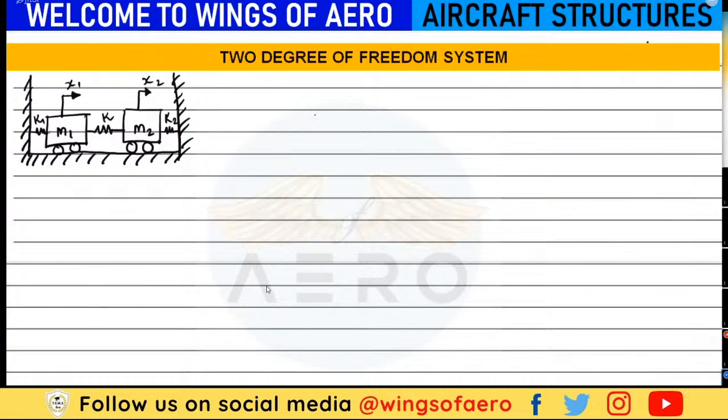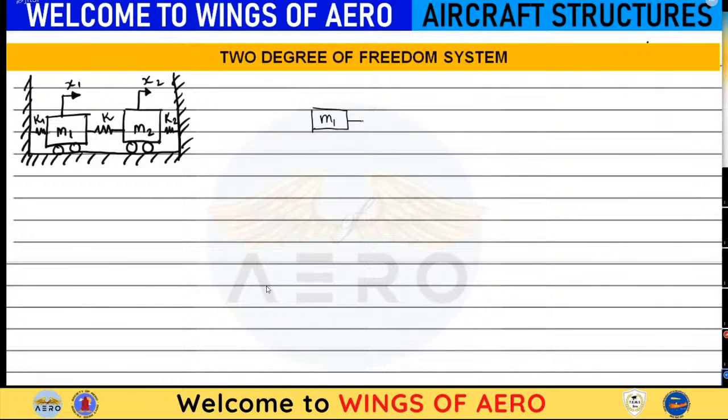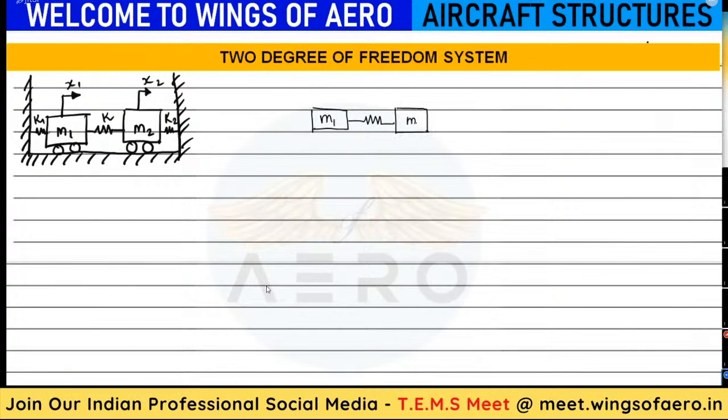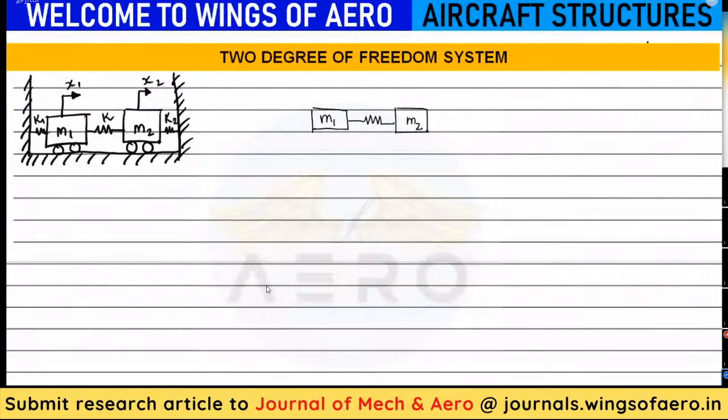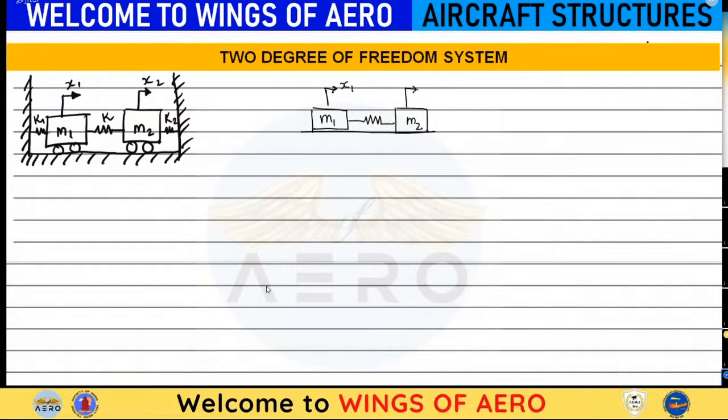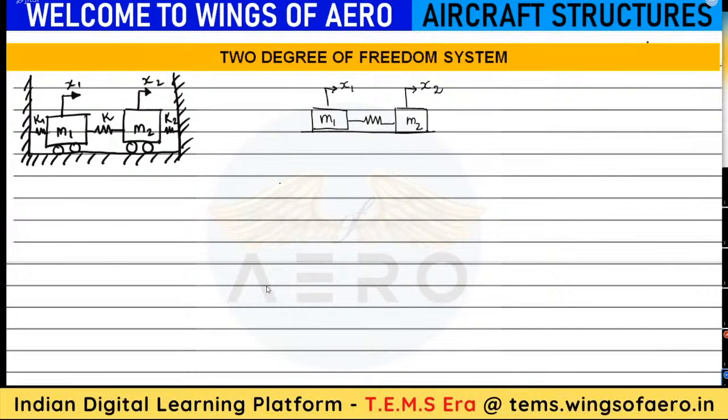You can also expect a body of mass m1 connected with only one single spring to another mass m2. You can also expect such kinds of problems. Though it is only one spring and only two masses, there are two displacements, x1 and x2. This will also undergo a 2-degree of freedom system.